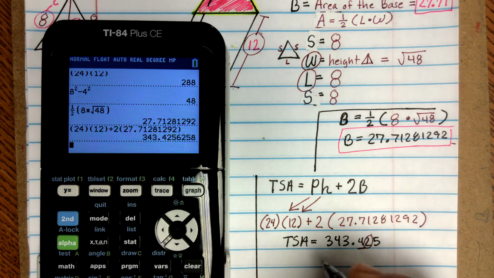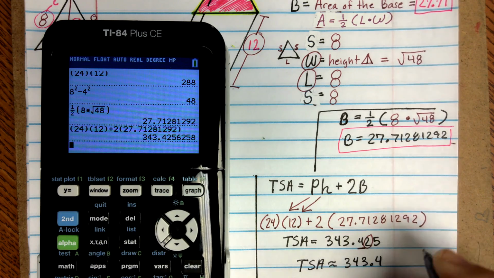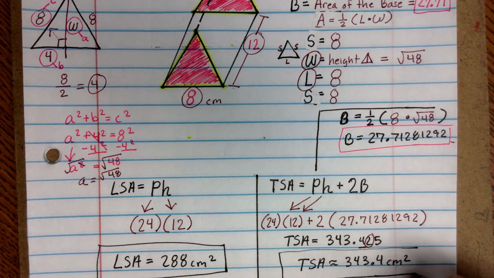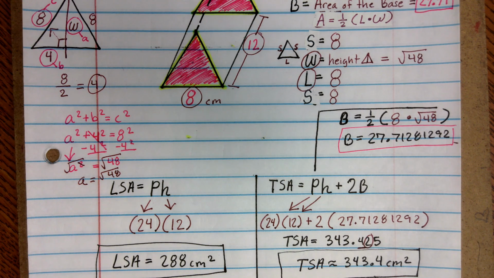So my final answer is I'm going to put the total surface area is approximately 343.4 centimeters squared. And that's my final answer.